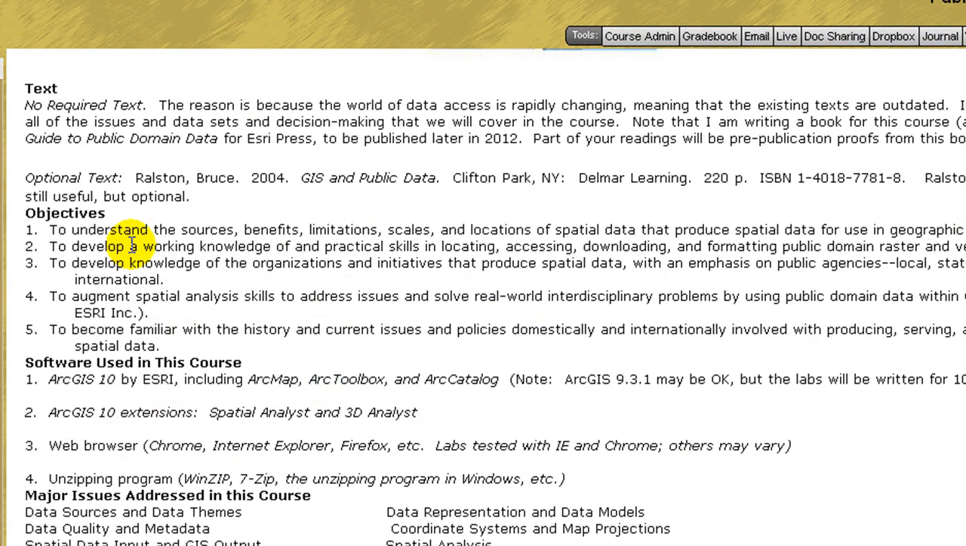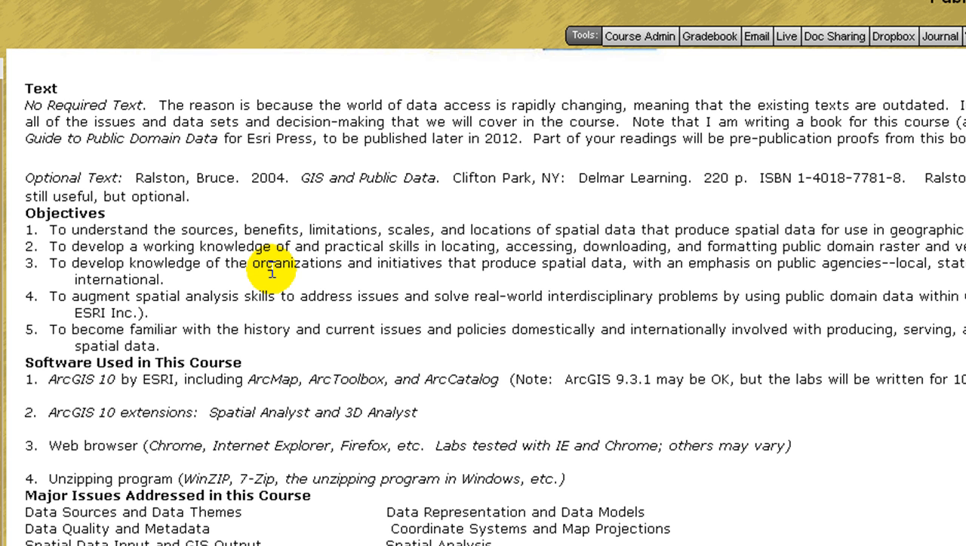The objectives are to understand the sources, benefits, limitations, scales, and locations of spatial data that produce spatial data for use in geographic information systems. 2. To develop a working knowledge of and practical skills in locating, accessing, downloading, and formatting public domain raster and vector data. 3. To develop knowledge of the organizations and initiatives that produce spatial data with an emphasis on public agencies, local, state, federal, tribal, and international.